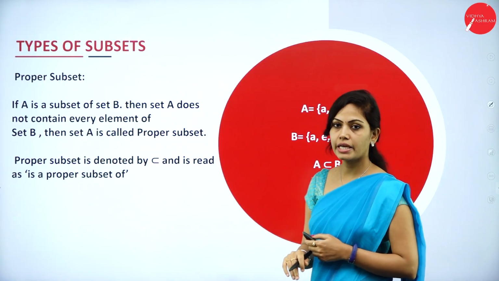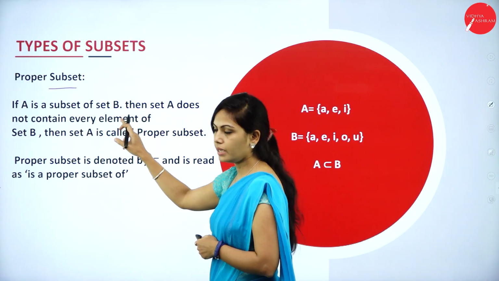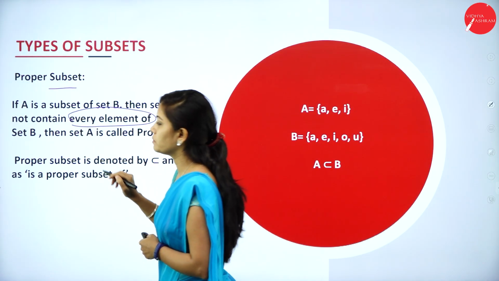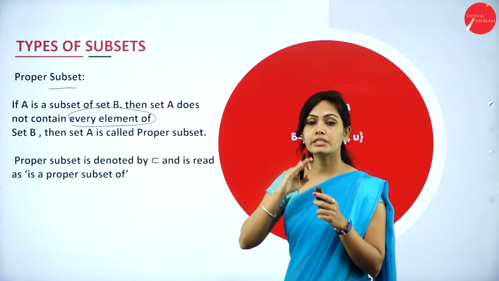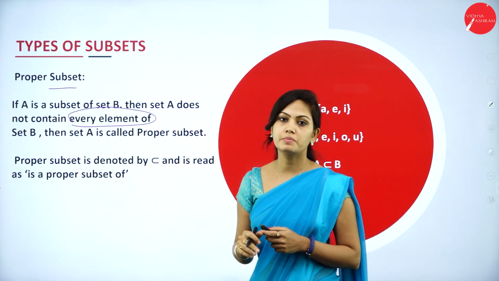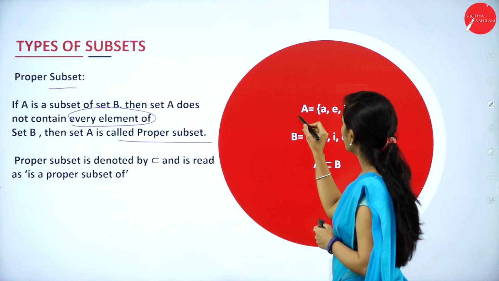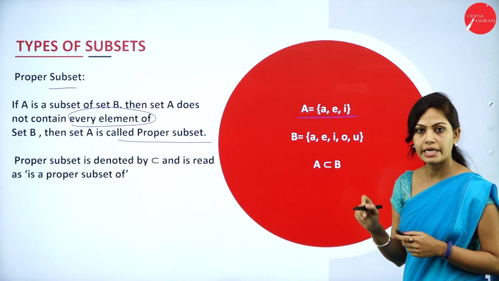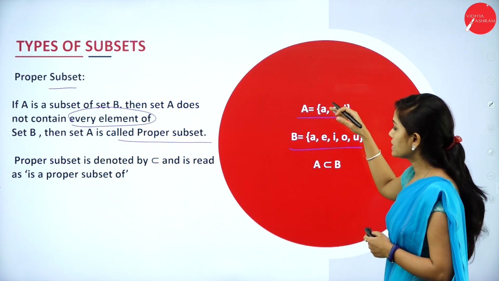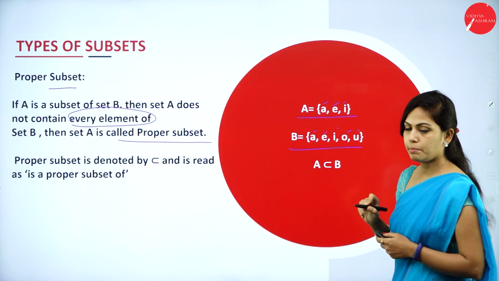Let us understand with an example. Proper subset: if A is a subset of B, and set A does not contain every element of set B, I can call it a proper subset. Example: if A is equal to {A, E, I} and B is equal to {A, E, I, O, U}. Here in set A I have 3 elements. In set B, I have 5 elements.